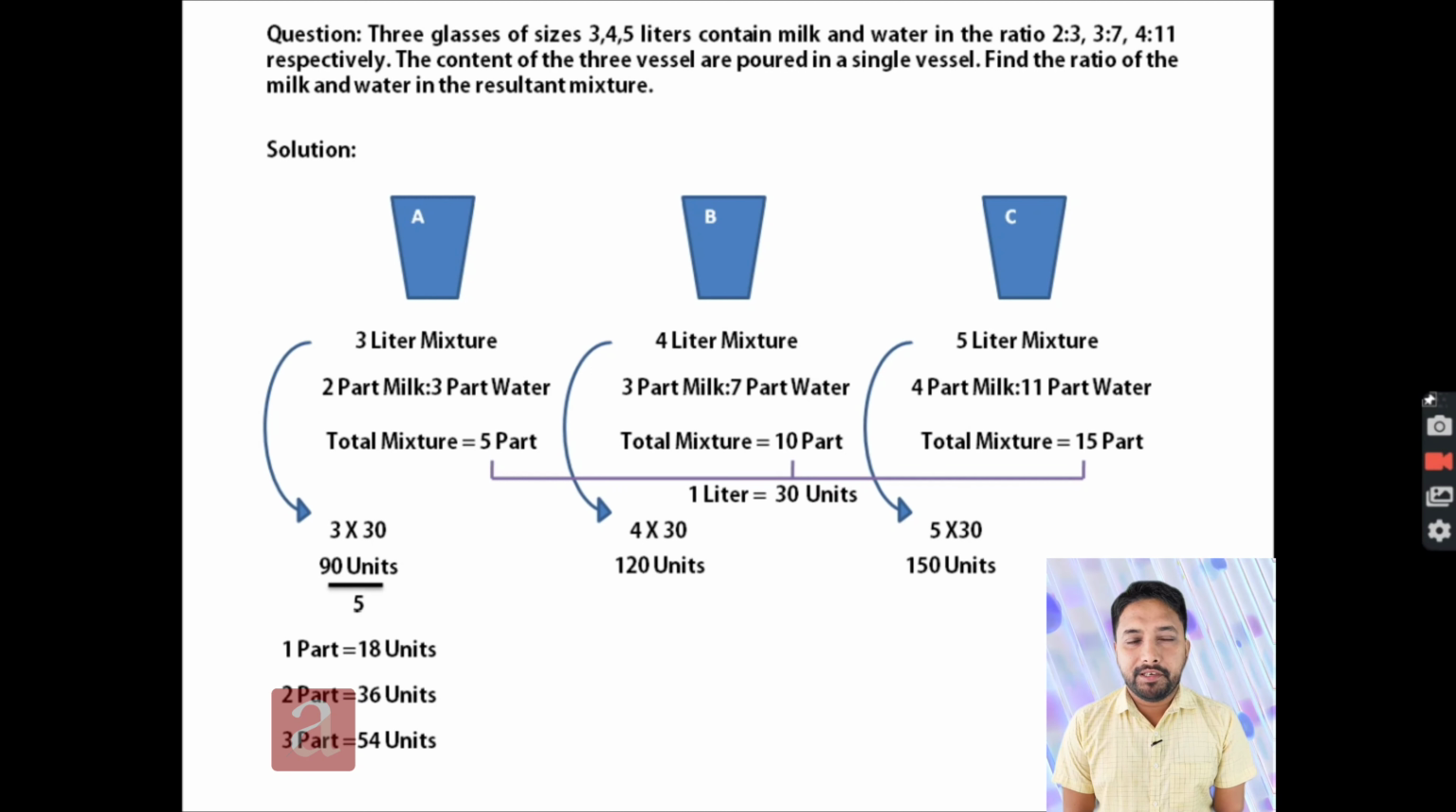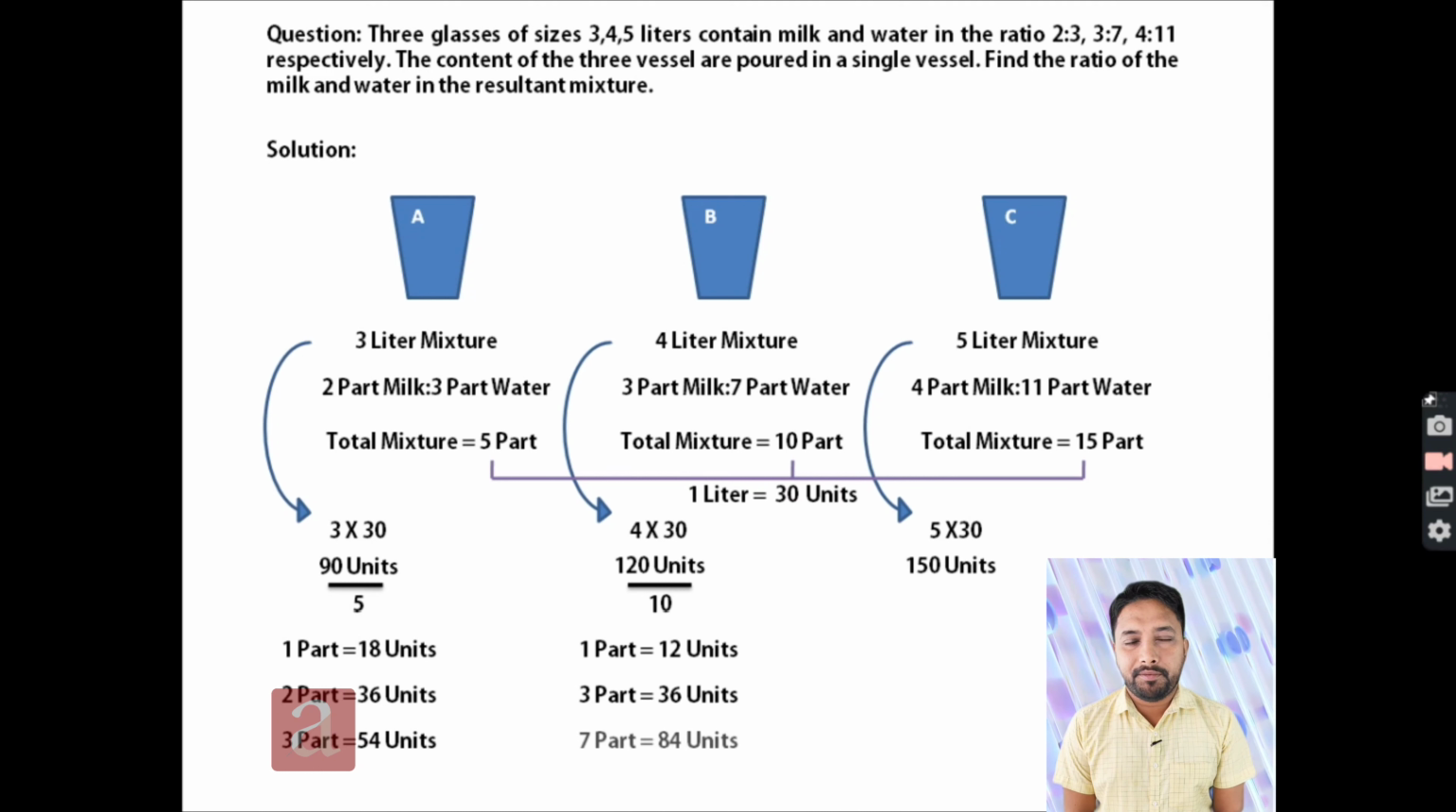Similarly, in the second vessel B, it contains 10 part of liquid or 120 units of liquid. So 10 part is equivalent to 120 unit. So 1 part will be equivalent to 12 unit. Since it contains 3 part of milk, so 3 part will be equivalent to 36 unit of milk. And since it contains 7 part of water, so 7 part will be equivalent to 84 unit of water.